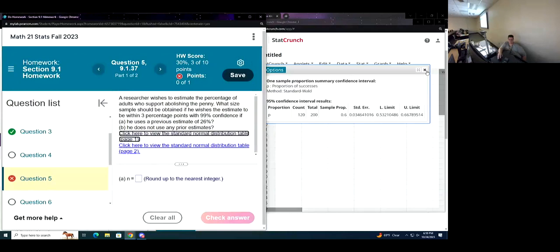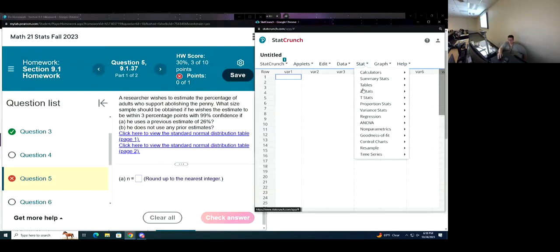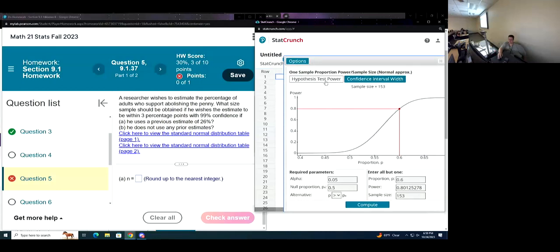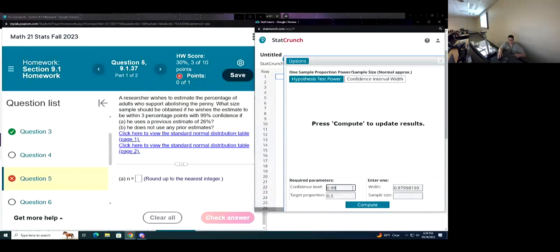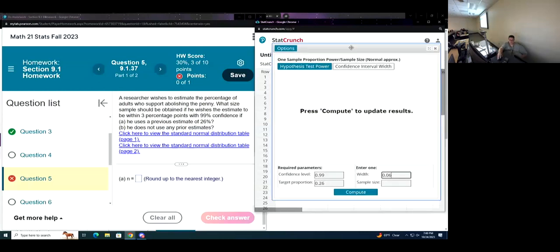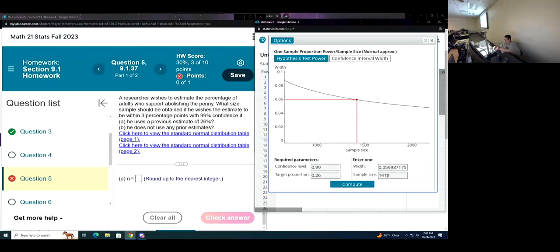I already have StatCrunch open, so I'm going to come over and use it. We're going to go stats, proportion stats, one sample, power sample size. It starts off with hypothesis test power. We're never going to use that. Click on confidence interval width. Then we have to come in here and assign the levels that we had. 0.99 was the confidence level. Target proportion was 0.26 and our width was 0.06. So this is what I drew on the paper without the box. I click compute and it gives me the sample size. 1419. Sorry, rounded.